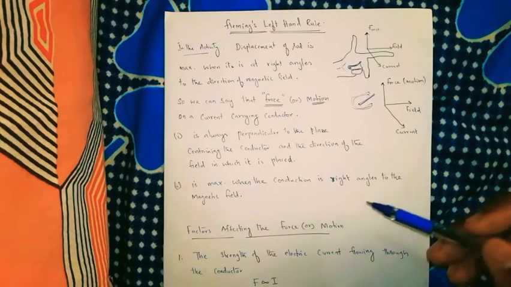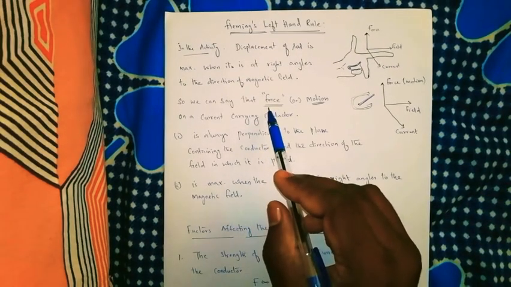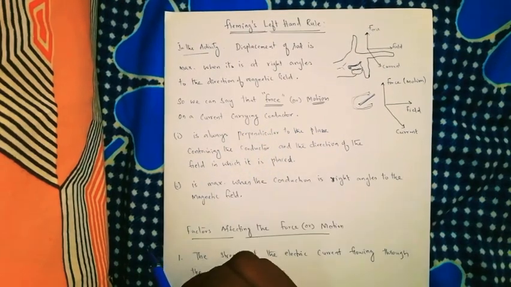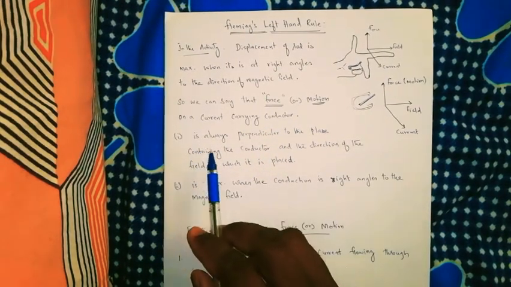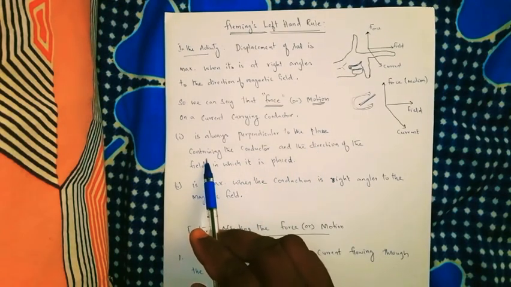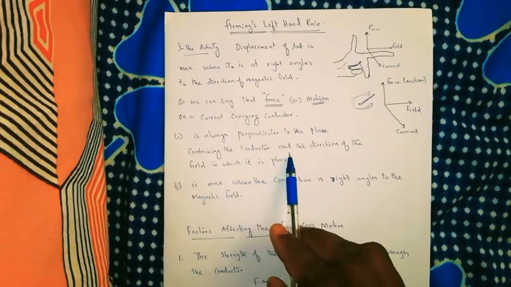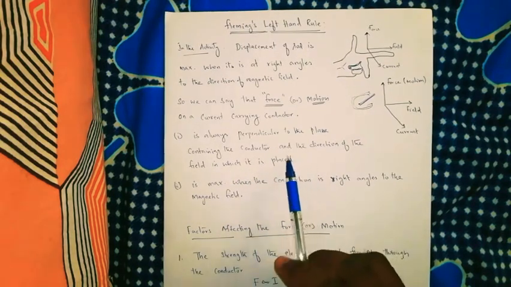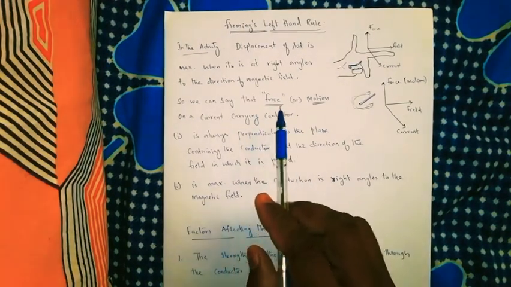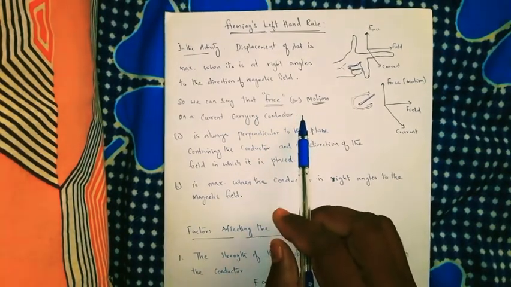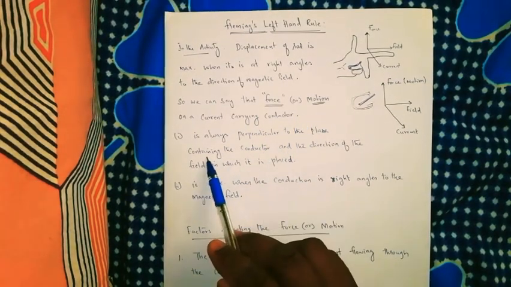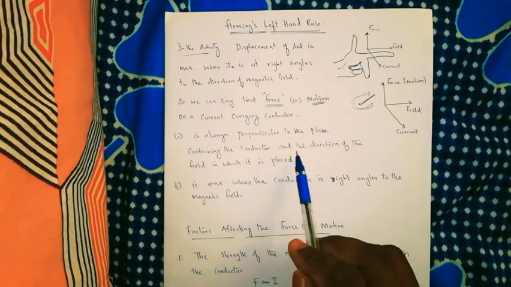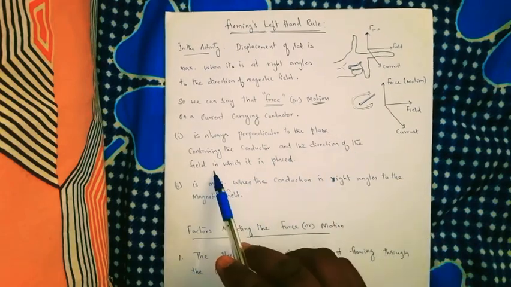So we can say that the force, in other words, a motion on the current carrying conductor, when it happens, first thing, is always perpendicular to the plane containing the current conductor and the direction of the field in which it is placed. First thing, always the force or motion takes place. When will it take place? When the current carrying conductor is placed exactly perpendicular to the direction of the magnetic field.